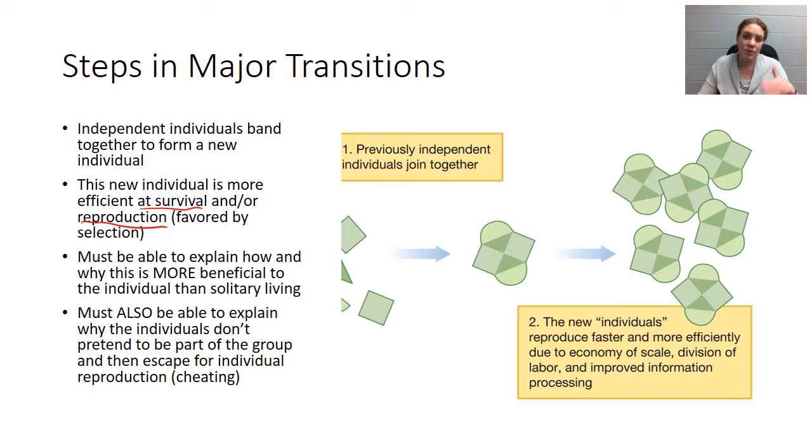So we have to be able to explain how and why this happens. Why is this more beneficial to the individual than solitary living? We also have to be able to explain another thing. Why isn't there cheating? You guys have all observed this in group work, right?